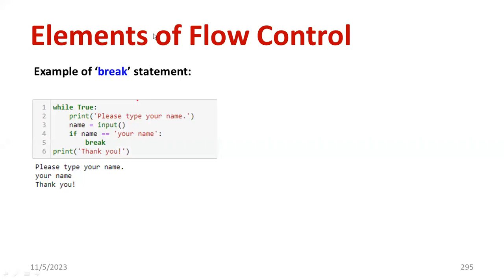There is one more example for the break. As we can see, we are using a while loop. For loop and while loop can both be used; it is applicable for the while loop also. While true, print please type your name. Then name is equal to input. Input is an inbuilt function. If the name is equal to your name, then go for break.